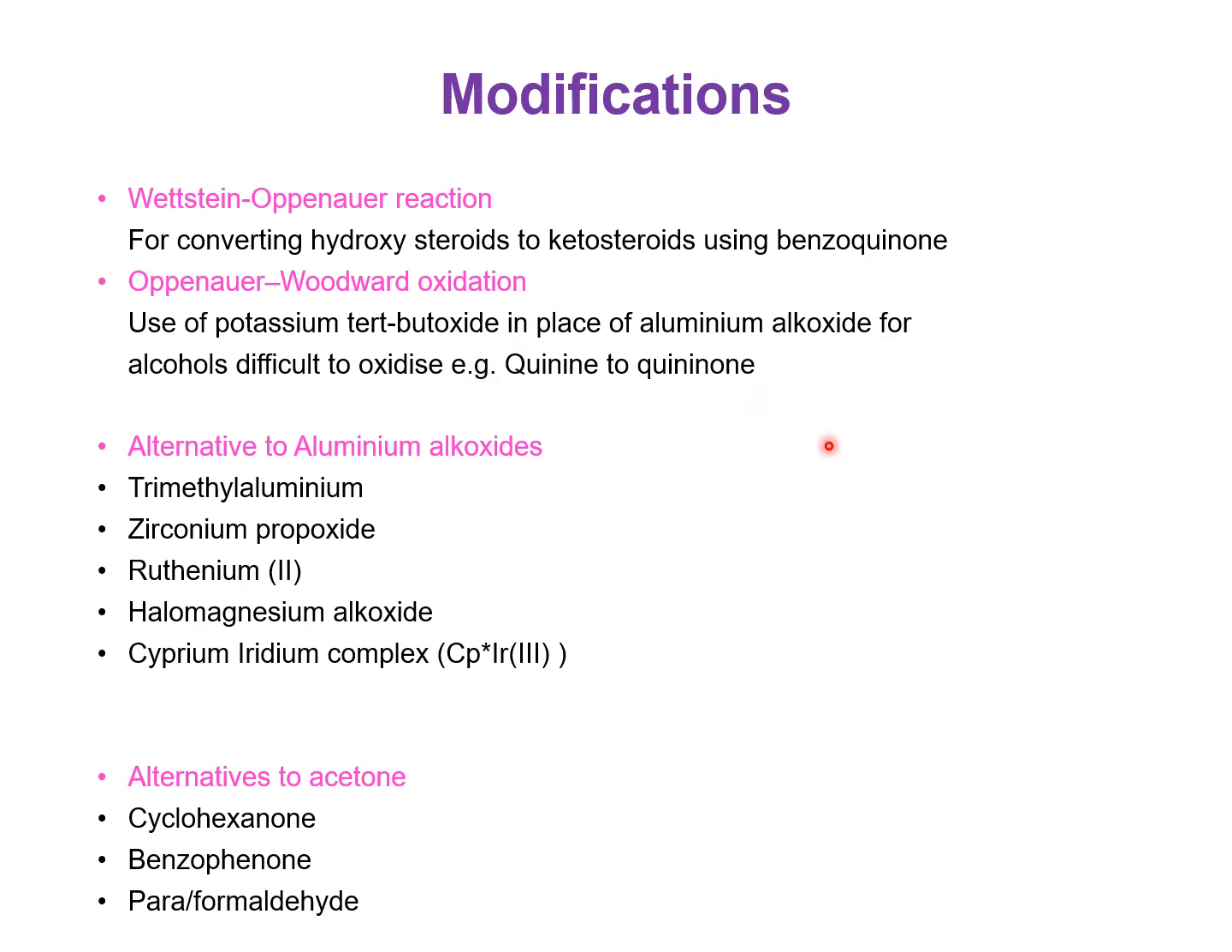Since then, there were several research groups which made use of different metal catalysts. Some used different forms of aluminum. Instead of alkoxide, they simply used trimethyl, that is an alkyl aluminum compound. Then some other research groups made use of zirconium, ruthenium, then Grignard's reagent, some halogenated magnesium oxide, then copper and iridium complexes. And as proton acceptors, different research groups tried using cyclohexanone, benzophenone, paraformaldehyde, even some aldehydes.